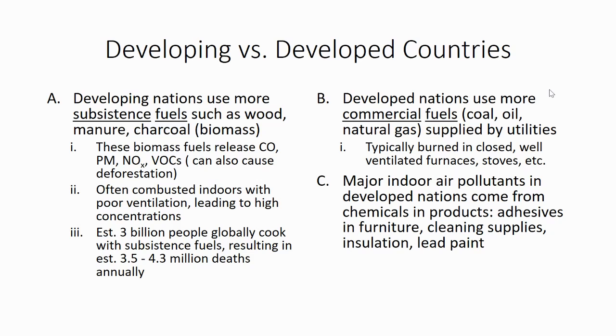But what does it look like in developed nations? Well, because in a developed nation we use far more commercial fuels like oil, coal, and natural gas, it's usually burned in a closed, well-ventilated furnace or stove. And other indoor air pollutants in developed nations can come from things such as adhesives in furniture, cleaning supplies, insulation, or maybe even paint.